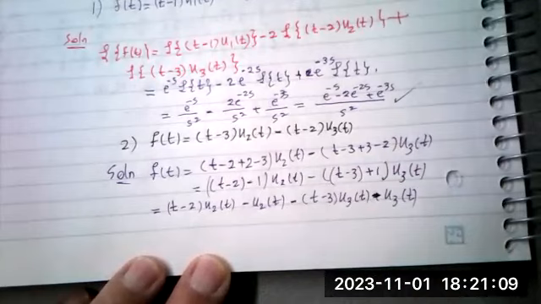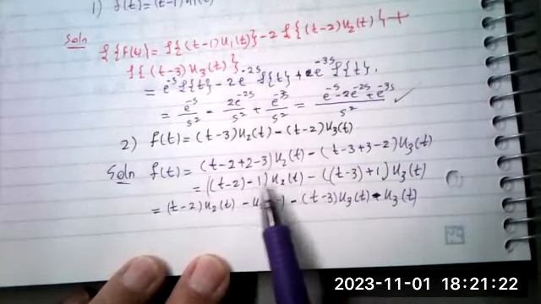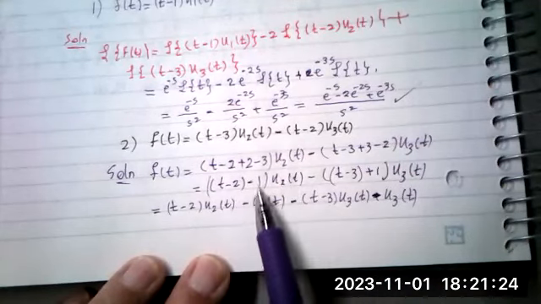Yes, that's a question. Second step, t minus 2 times u2 distributed is like multiplying a number times the parenthesis. You multiply the first one, minus multiply the second one.